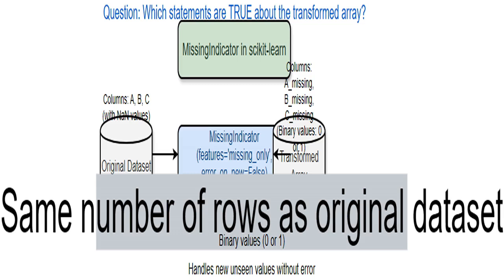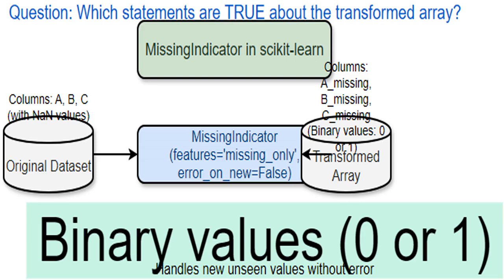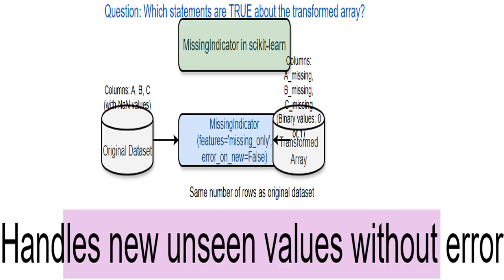The new array keeps the same number of rows as the original. Each row still represents the same data point. I've just added information about the missing values. The values in the new columns are all either 0 or 1, representing not missing or missing, respectively. It's simple, clean, and binary. Because I said error_on_new equals false, the missing indicator gracefully handles any new data it encounters during prediction, without causing errors. It's robust and ready for anything.